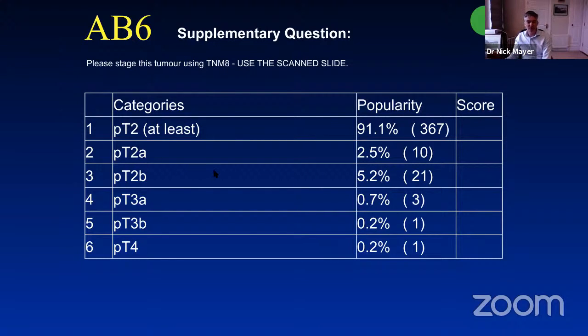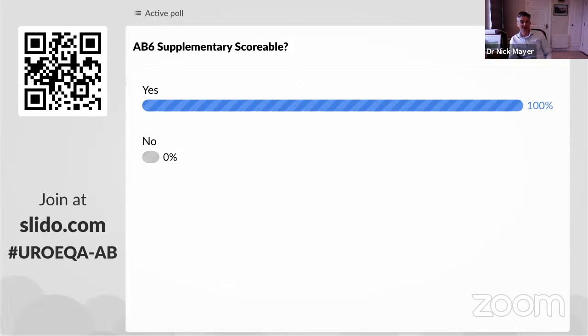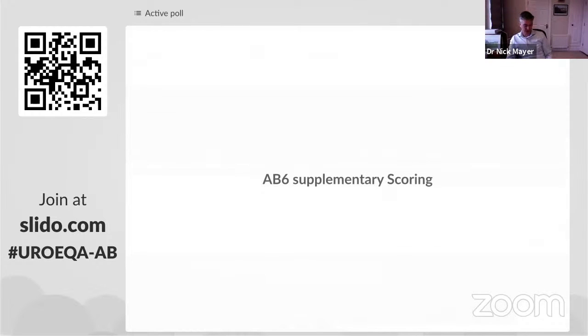So with very high agreement here for T2 disease, with a persistent subset of people that try and substage the T2 on a TURBT, but I would suggest we could merge these as being T2. And we've got a small number of outliers going for different stages. So do people think this is scoreable, the stage? Yeah, unanimous. And we can stage away.